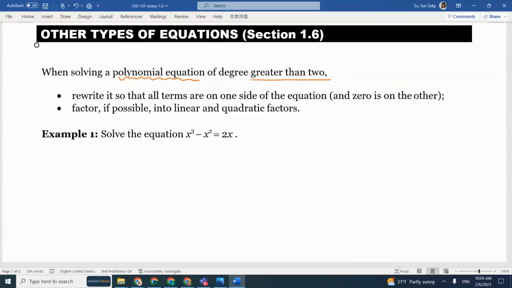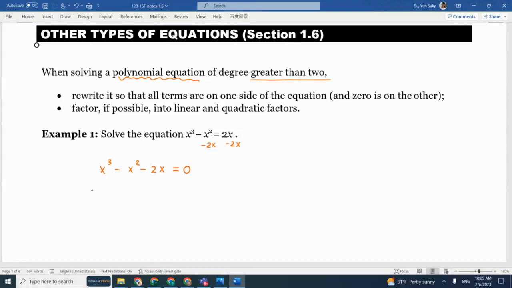Move all the terms to the left-hand side. So we subtract 2x. Right, everybody? Then we have x cubed minus x squared minus 2x equals 0. Move all terms to the left-hand side. Can we factor it? Yeah, what's the common factor?